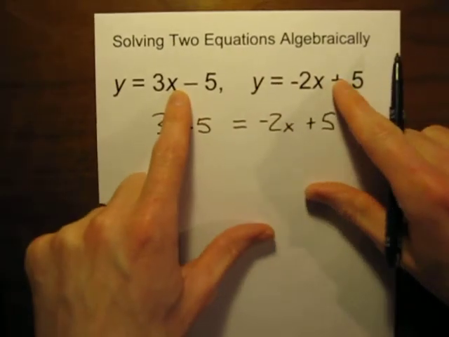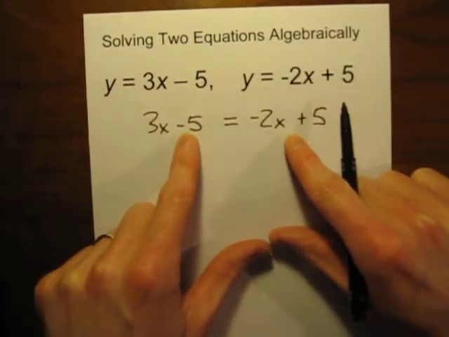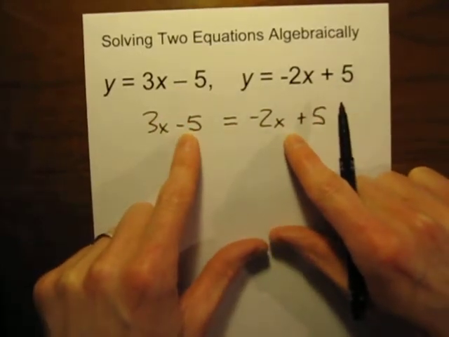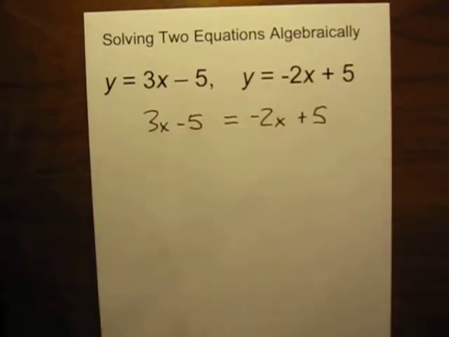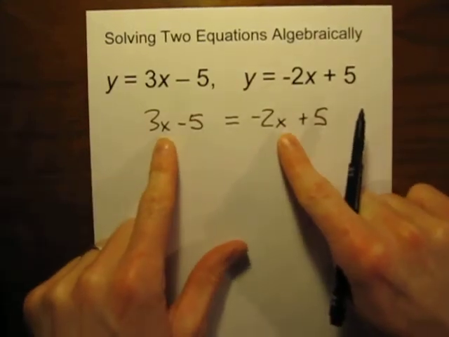So I just took these equations. We want to know where they're the same. We want to know where they meet. So let's just make them equal to one another. So 3x minus 5 equals negative 2x plus 5. And from here, this is now simply solving just a regular equation with a variable on both sides.